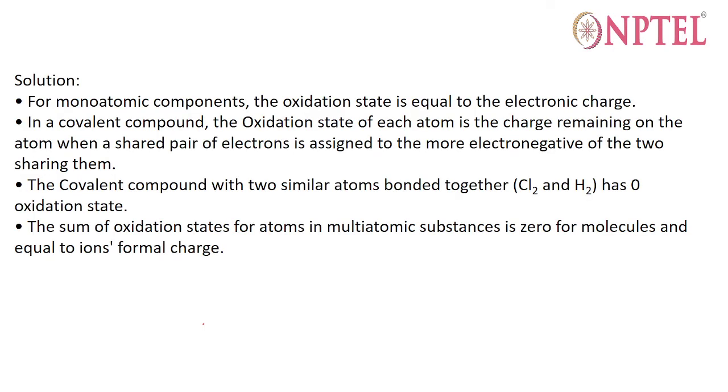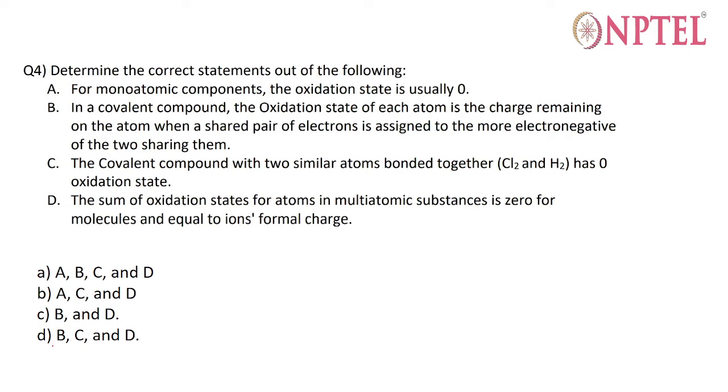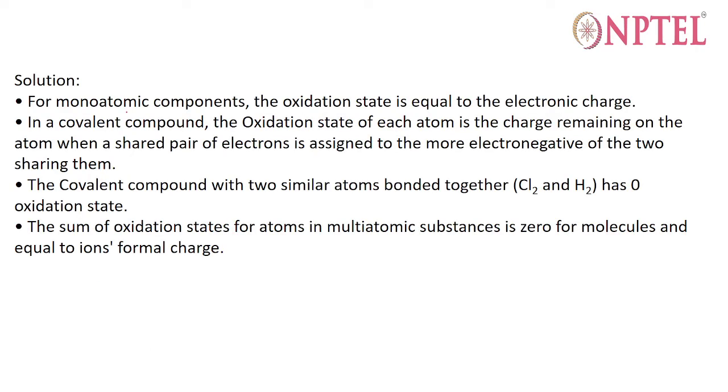Okay, we'll go for the solution. The solution is B, C and D are right. A is wrong here. For monoatomic components, the oxidation state is equal to the electronic charge. That is very clear for any monoatomic component. Suppose Cl minus, so the oxidation state is -1. It is equivalent to this electronic charge.